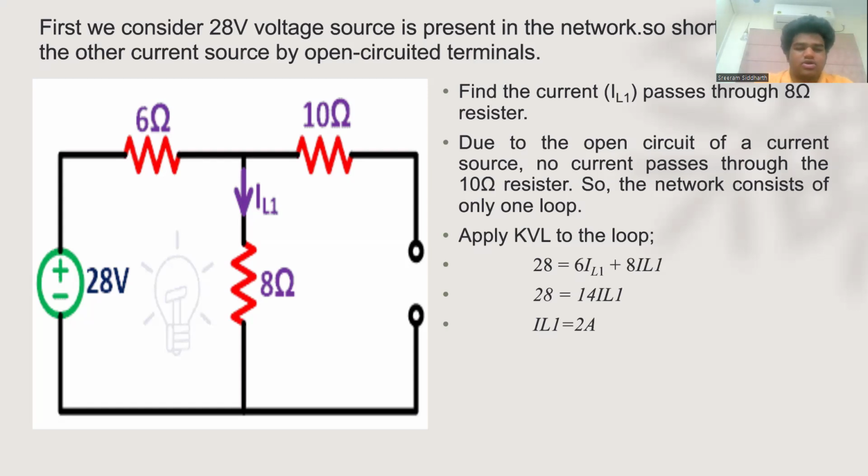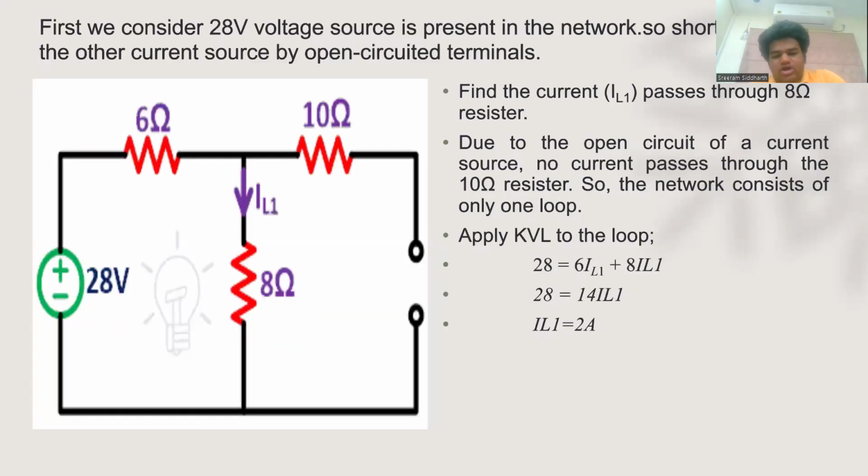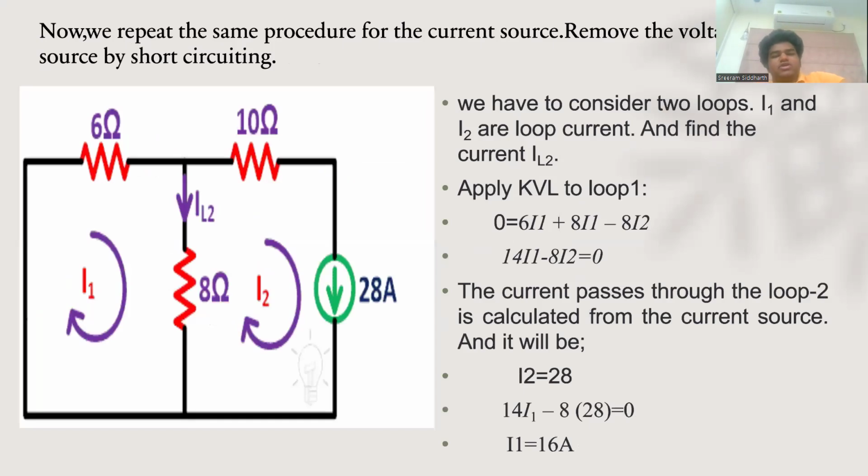So we got IL1 as 2 amperes. Now we need to repeat the same procedure for the other source. Remove the voltage source by short circuiting it, and the 28 ampere source will remain. By short circuiting, we'll be getting two loops, I1 and I2, which we need to calculate.